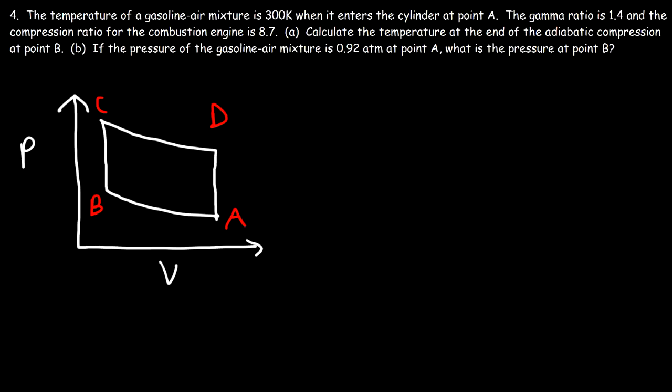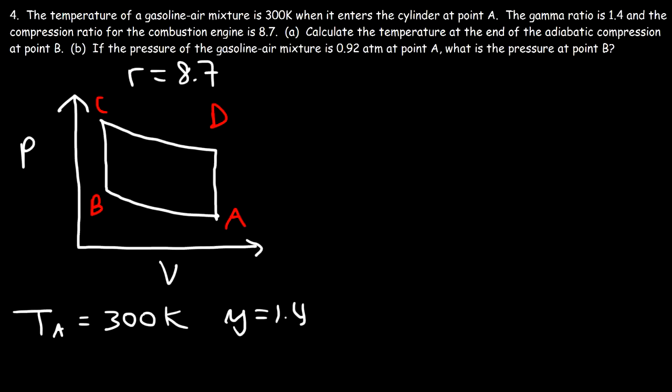Number 4. The temperature of a gasoline air mixture is 300 Kelvin when it enters the cylinder at point A. So the temperature at point A is 300 Kelvin. The gamma ratio is 1.4 and the compression ratio is 8.7. Calculate the temperature at the end of the adiabatic compression at point B.